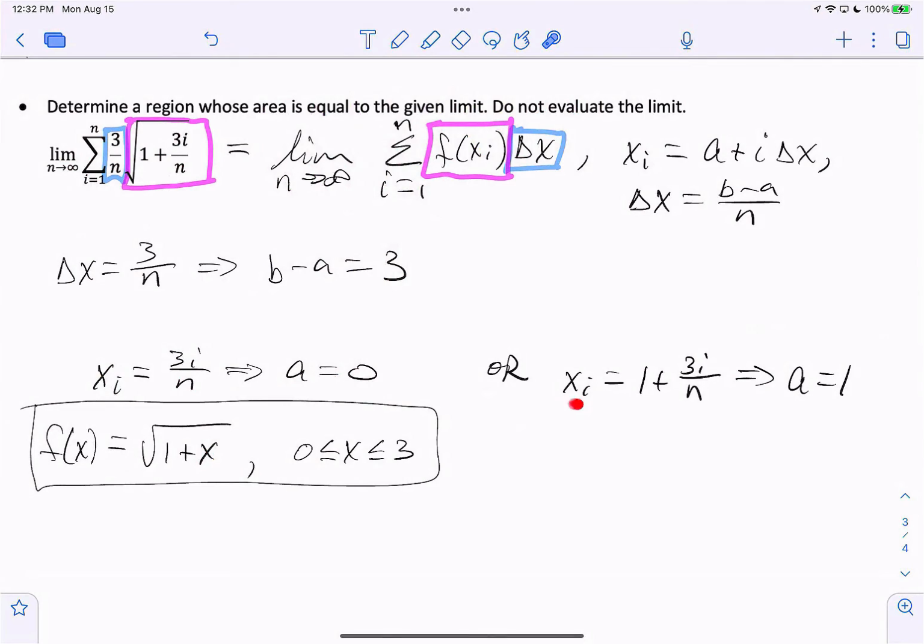If, on the other hand, we say that x sub i is equal to 1 plus 3i over n, that's the whole radicand, right? So then we're saying that f of x is equal to simply the square root of x. And then for this one, a started at 1, which means that b is going to be 4. And we would say that x goes from 1 to 4.